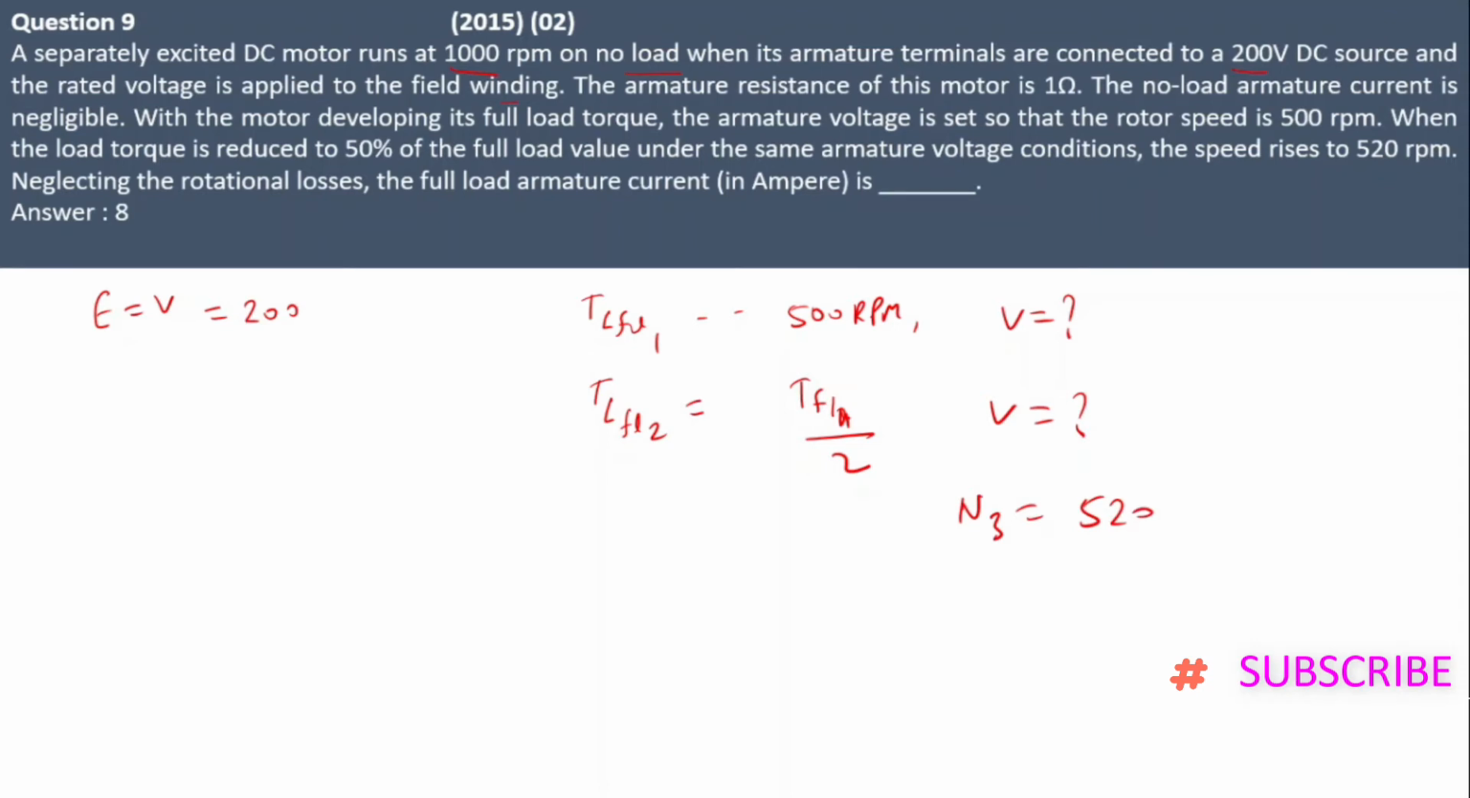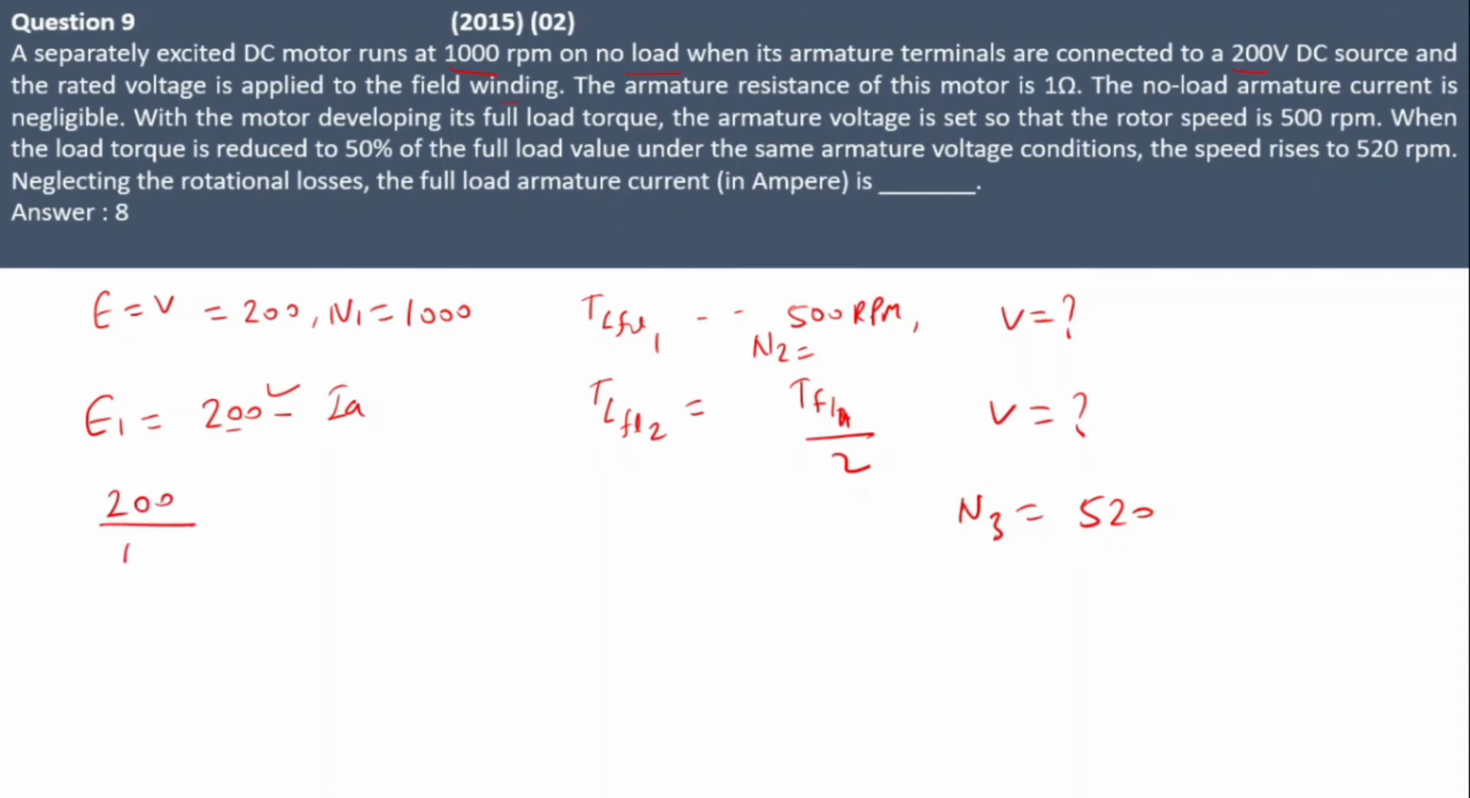the speed rises to 520 rpm. Okay, so this is N2, and no load speed, this is N1. How much? 1000 rpm. So you can find out the no load speed back EMF. E1 equal to V minus Ia Ra. So this is 200 because Ia is 0, so E equal to V.